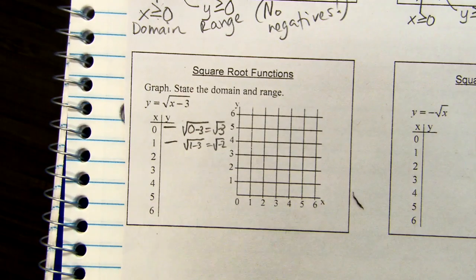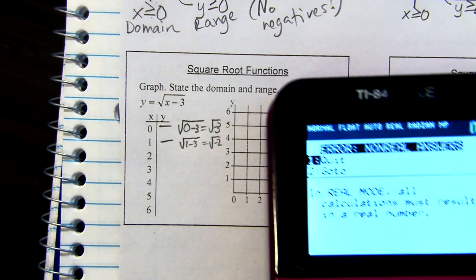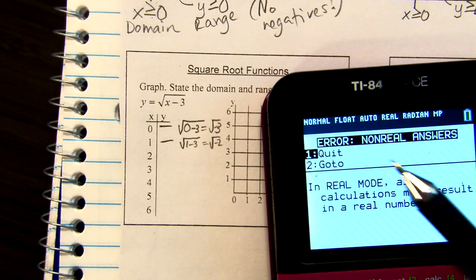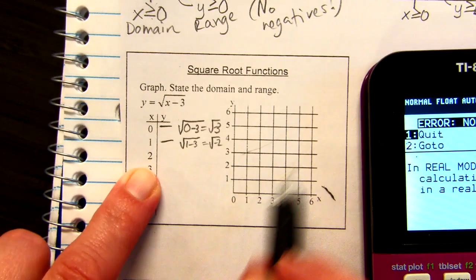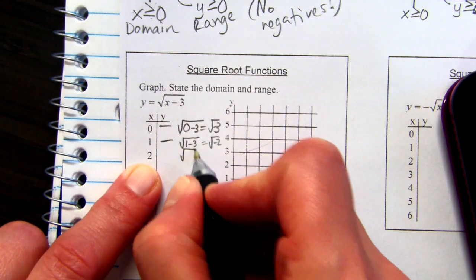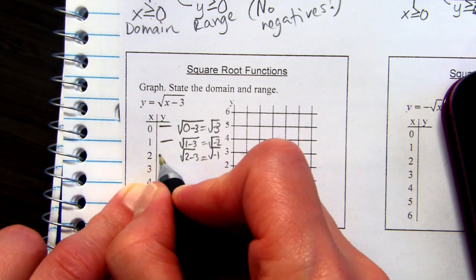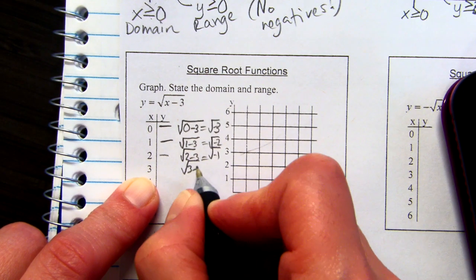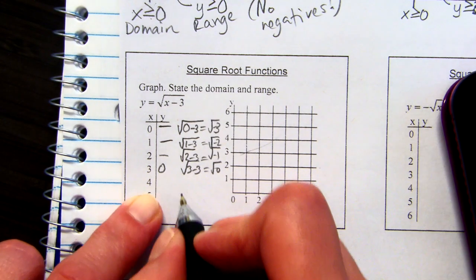The square root of negative 3. I'm in the wrong mode for that because juniors are actually in real mode. Try that again. So we're going to say this error, non-real numbers. So this means basically we can't do it in graphics. So if we keep going, where does this stop being negative?